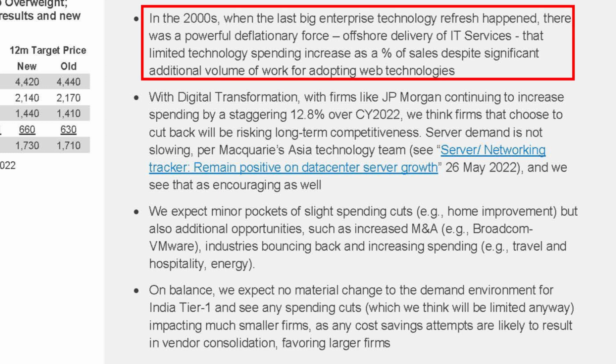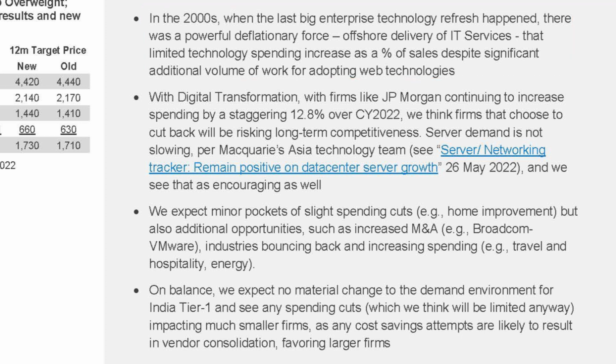Look at this one. In 2000s, when the last big enterprise technology refresh happened, there was a powerful deflationary force. Offshore delivery of IT services that limited technology spending increased as a percent of sales, despite significant additional volume of work for adopting web technologies. So you have to note some really strong words here. First, there's powerful deflationary force. That is a very nice way to describe things. After that, spending increase as a percent of sales. So that's really nice to look at as well. That's very nicely written.